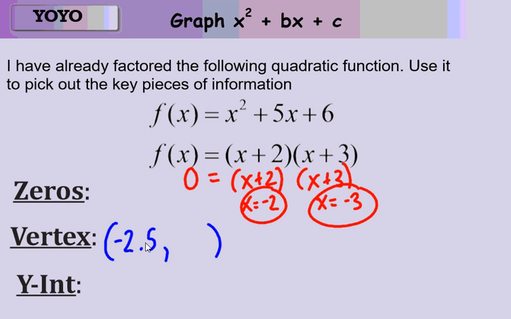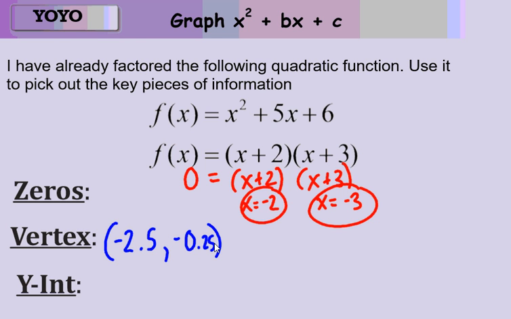If you take -2.5 and you plug it in for x, you could either do it into the standard form or into the factored form one. I'm going to do it in the factored form one because I can do this in my head. If I put -2.5 in for x here, I get -0.5. If I put -2.5 in for x here, I get +0.5. -0.5 times +0.5 is -1/4.